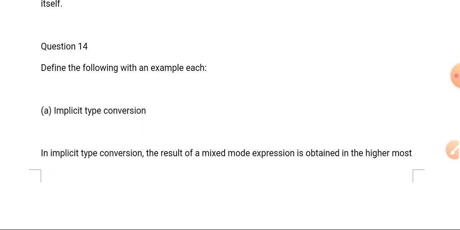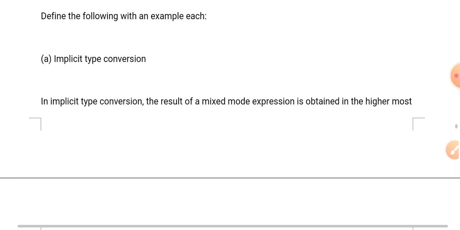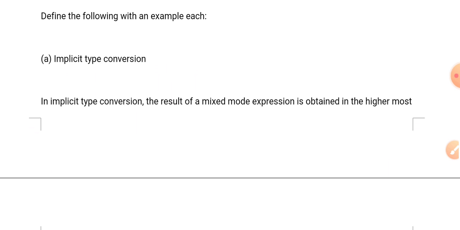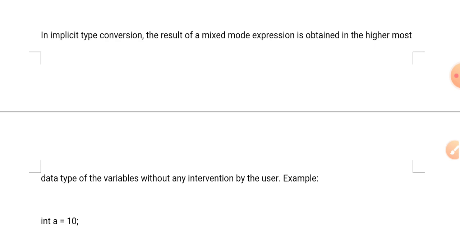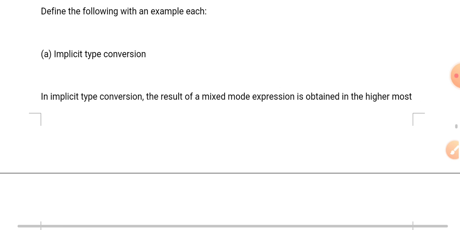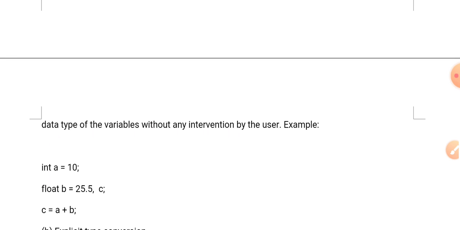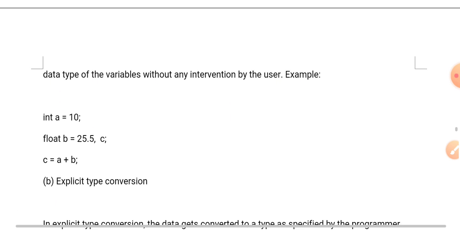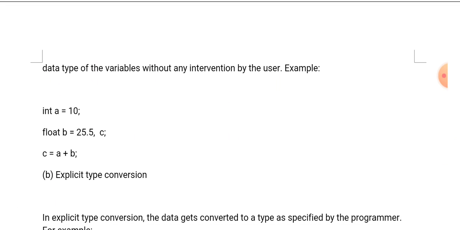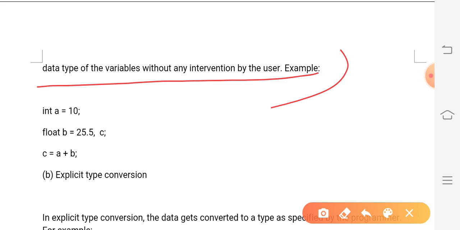Define the following with an example each. Implicit type conversion. Pause the video and write the answer. This is for implicit type conversion, right? Moving on to the next page. Here, the definition is continuing, it is not completed. This is for A part. The definition of implicit, then this is the example here. Any random example you can take.